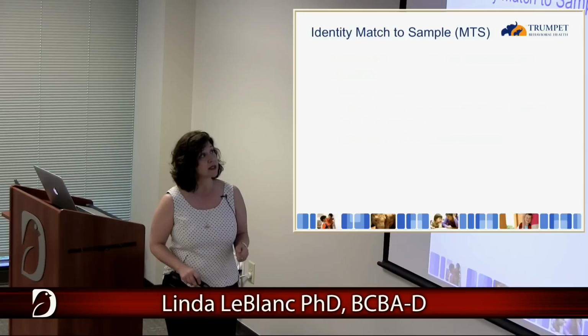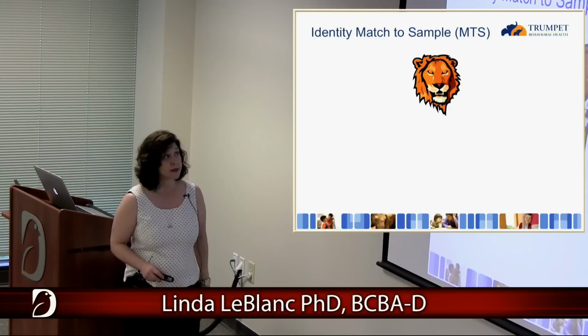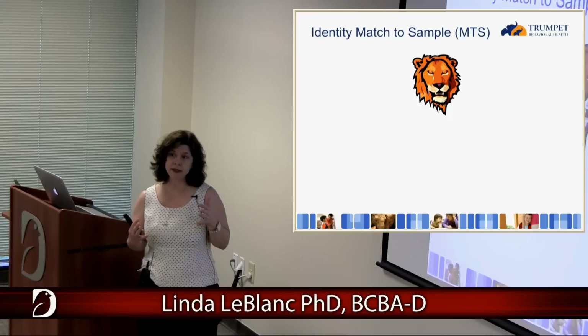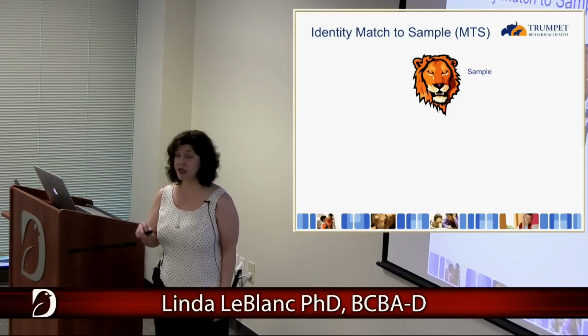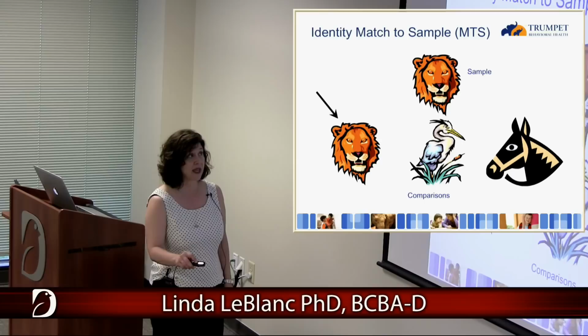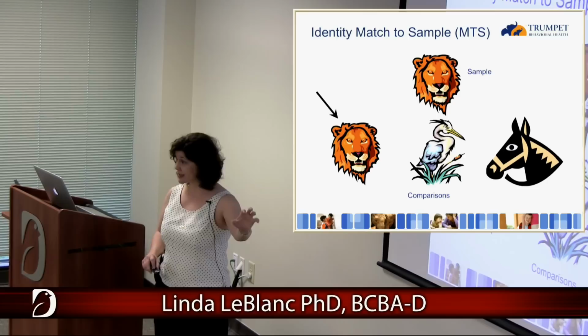So let's take a look at what is called match to sample to illustrate which of these might be which kind of stimulus. So this framework is typically called match to sample, and you have a sample. So that's this thing. And then you're going to have comparisons and one of them matches. So of these, you have a conditional stimulus. This must be present in order to establish this as a discriminative stimulus and the response of touching that one instead of the others as correct.